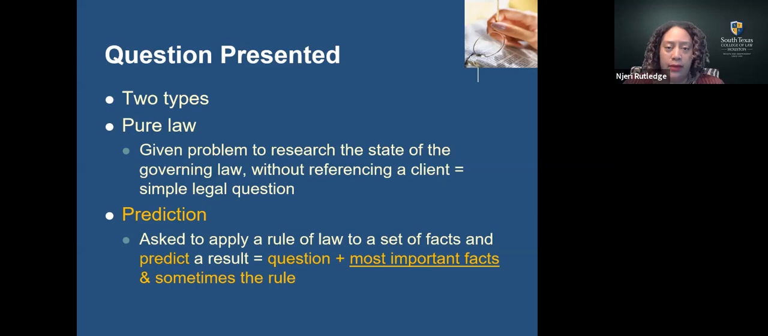Most frequently, you're going to have to draft predictive questions because you're going to be asked to make a prediction where you apply a rule of law to a set of facts. So your question is going to be structured slightly differently. It's going to be the question plus usually some of the most important facts and sometimes the rule of law.